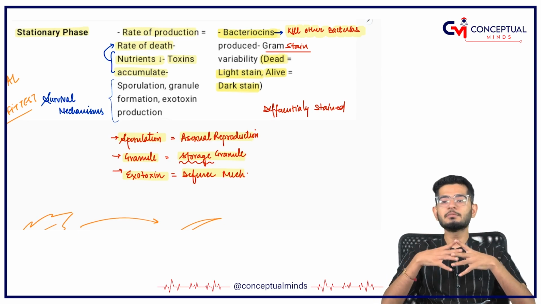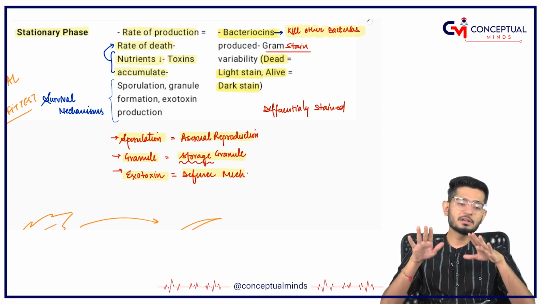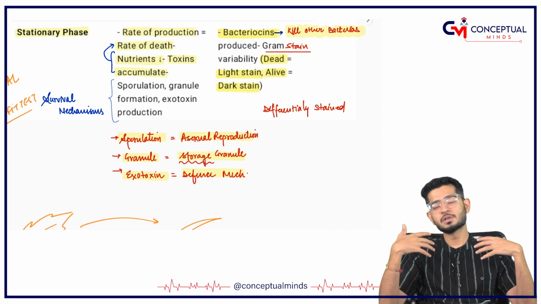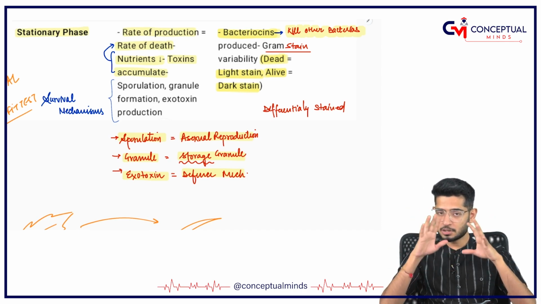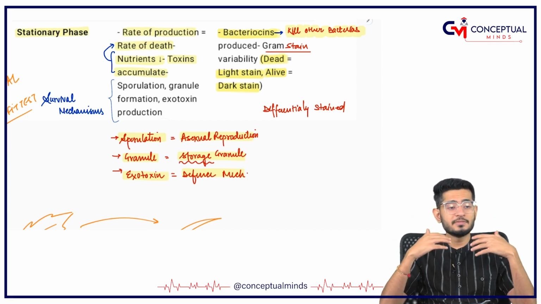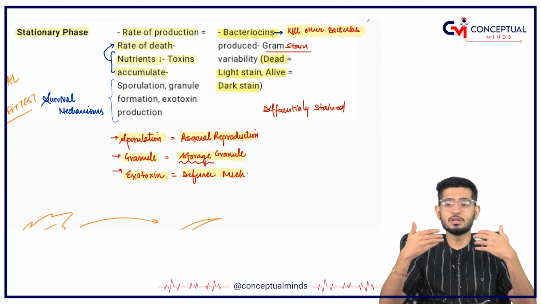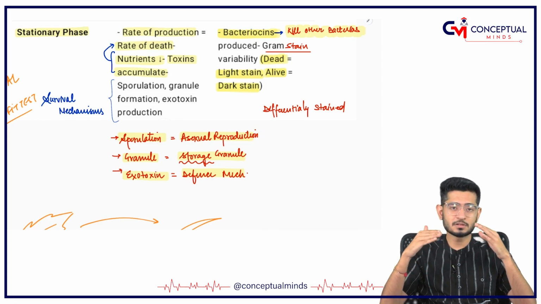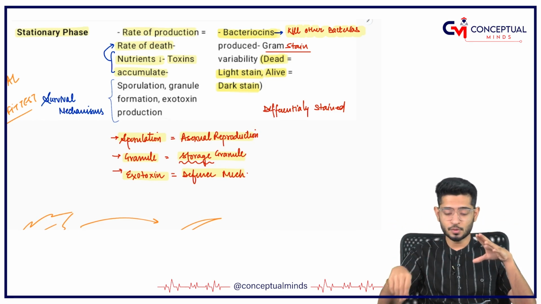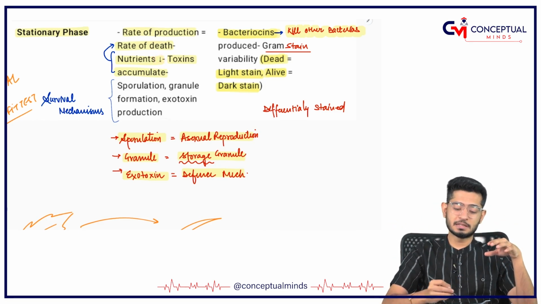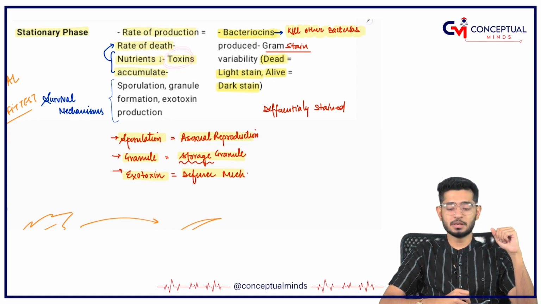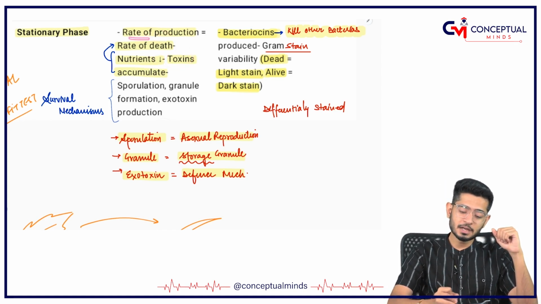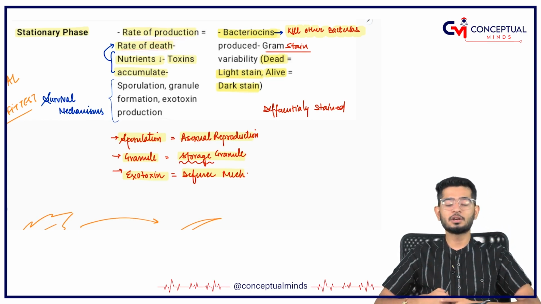So by the time the nutrition decreases, we can't produce that much amount of crops. So the nutrition is going to decrease. The wastage, can you see, the garbage, the e-waste, the kitchen waste, the disposal waste, everything is increasing. That means the toxins are going to increase. So nutrients are going to decrease, the toxins are going to accumulate. That is why the rate of production will now be equal to the rate of death.